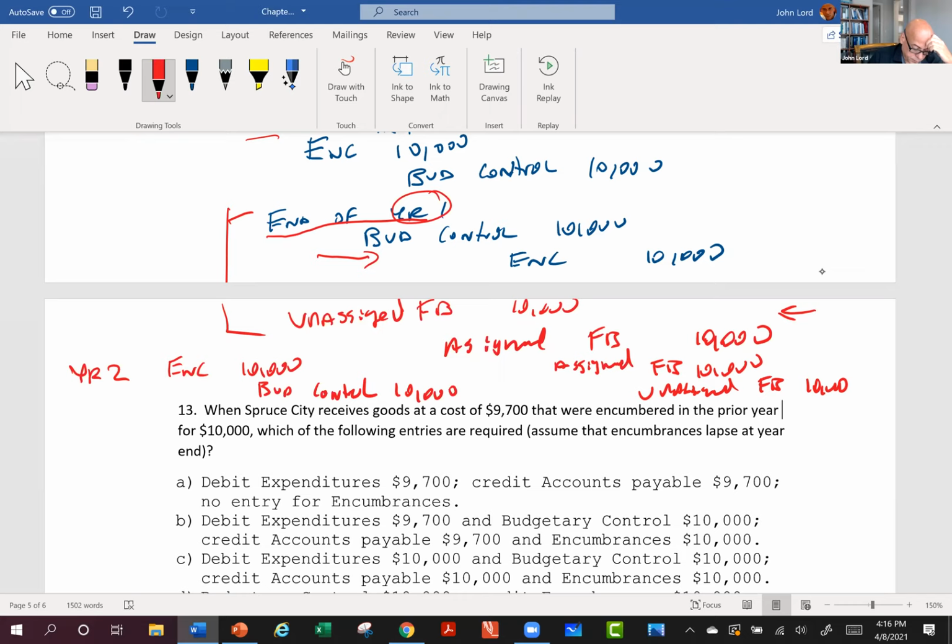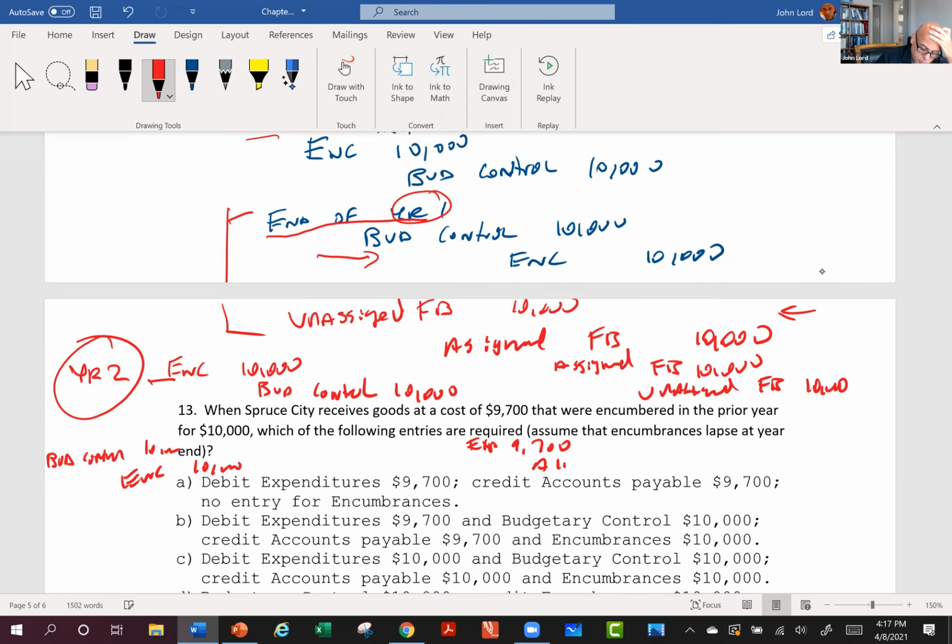Is your next step receiving the goods? Well, now we received the goods. That's right. Next, we got to receive the goods. So what do you want to do now? So do we need to reverse the encumbrance account again? Good. Debit the budgetary control 10,000, credit encumbrance 10,000, right? Okay, good. And then what? And expenditure. Debit expenditure for 9,700 and credit vouchers, accounts payable, whatever, for 9,700.